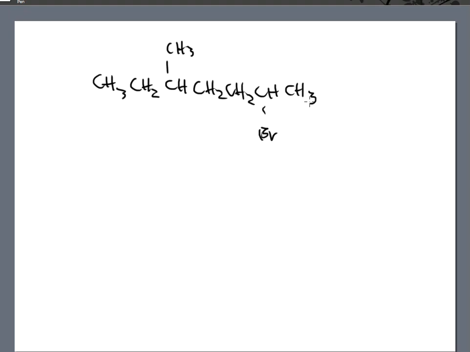So the directions tell me to provide a name. Okay, provide a name. So the IUPAC name is what they're wanting me to provide. It's assumed if it just says provide the name. And I need to find the longest carbon chain in order to do it.